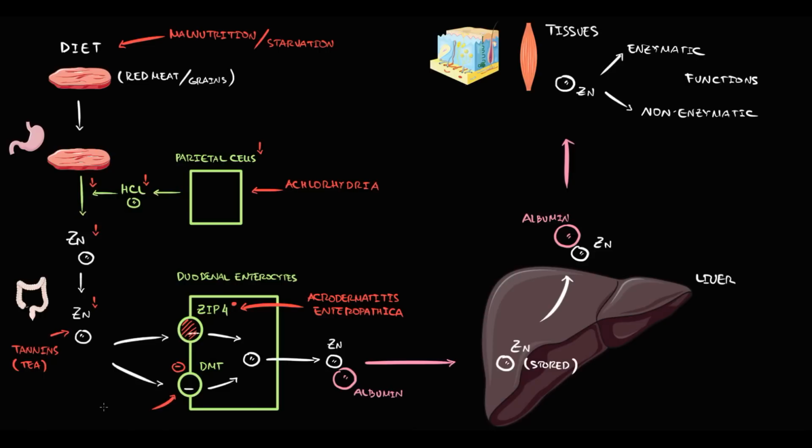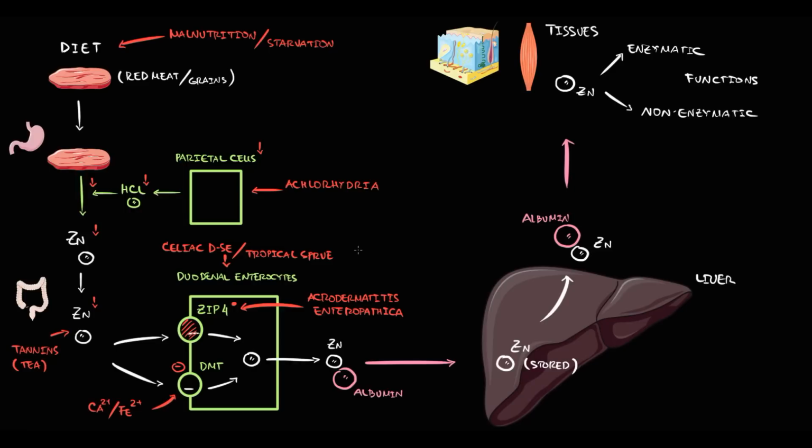Also, we have to know that intake of calcium or iron-containing products can inhibit the absorption of zinc, because all divalent metal ions are absorbed by the same divalent metal ion transporter. So basically, all divalent metal ions are competitive inhibitors of each other. In addition to this, disorders which affect the duodenum, such as celiac disease or tropical sprue, potentially can also cause zinc deficiency, because they cause damage to enterocytes, which will cause a decrease in zinc absorption.